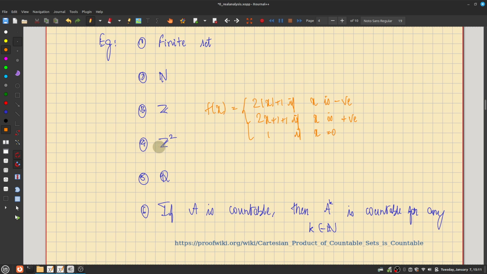Okay, what about Z squared, the set of all pairs of integers? Is this countable? It is countable because if A is a countable set, then any direct product A to the k is also countable. If you want to see a proof, here is a link. I'll let you go through it later.